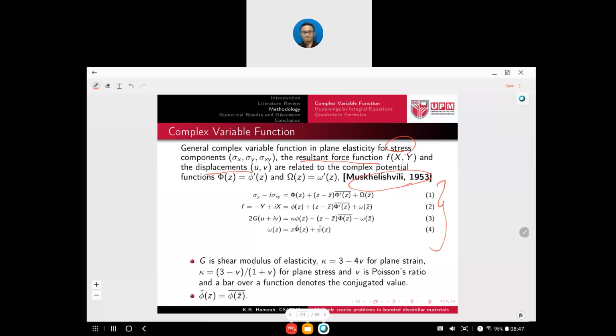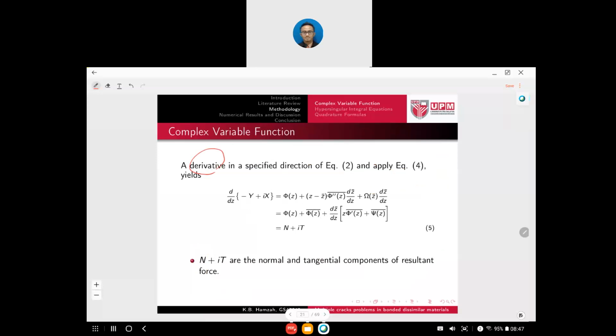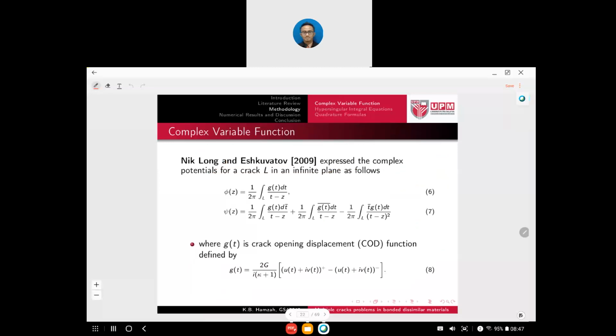as given by these four equations, whereby G is the shear modulus, kappa represents the plane stress and plane strain, whereby v is the Poisson ratio. If we differentiate equation 2, we can get equation 5 in terms of normal and tangential component. According to Nik Long and Eshkuvatov 2009, the complex potential function for the case of infinite plane can be represented by equations 6 and 7, whereby g(t) is the crack opening displacement function as equation 8.